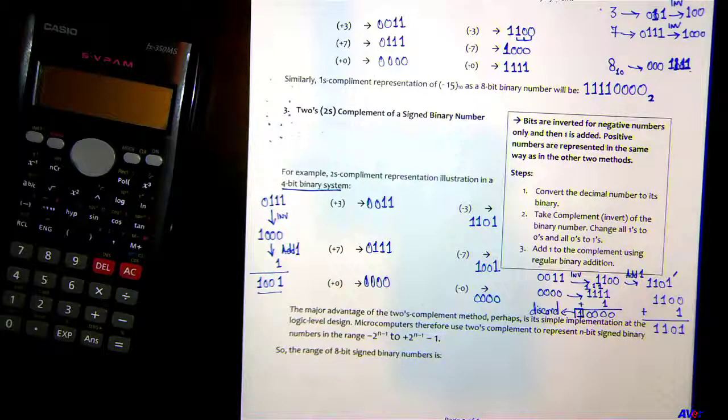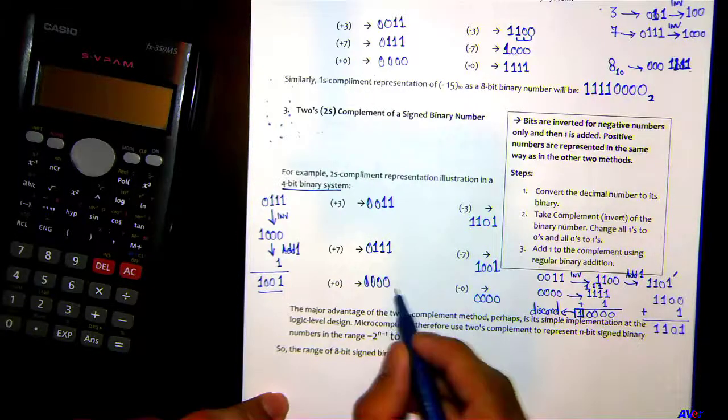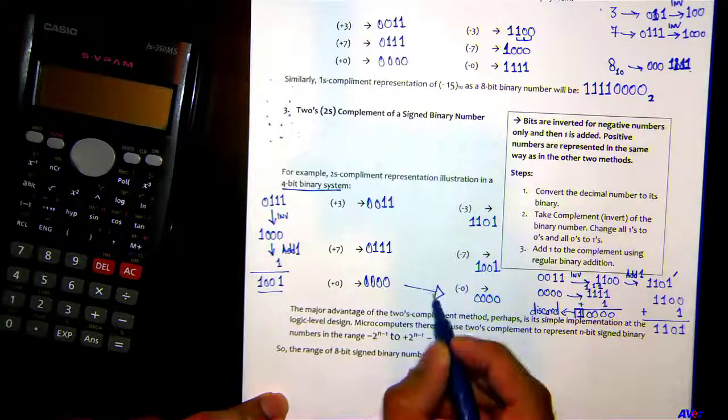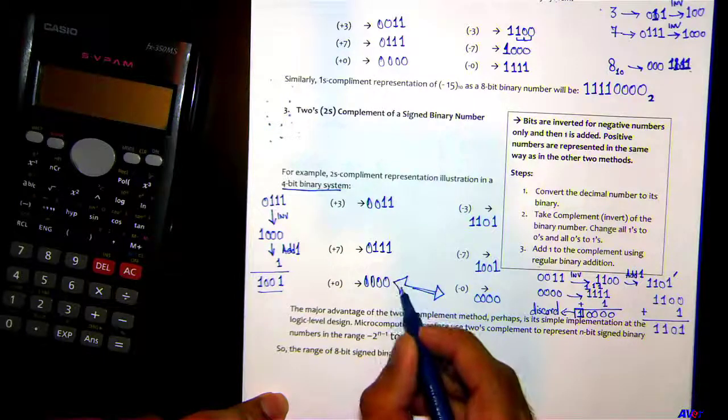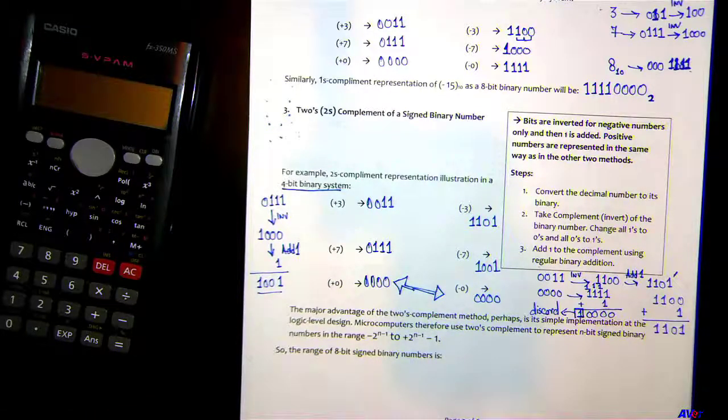So notice in a 2's complement system, this 0 and this 0 are the same, right? So this gives us a huge advantage, and it eliminates the risk of creating any confusion among the users and programmers, and also in the digital systems. Okay. So the major advantage of 2's complement, perhaps, is its simple implementation at the logic level design, and we'll do more of these examples.